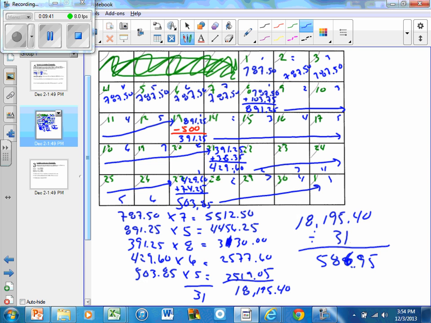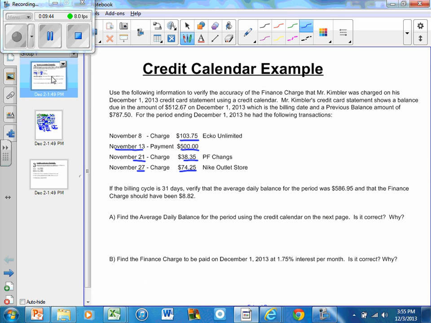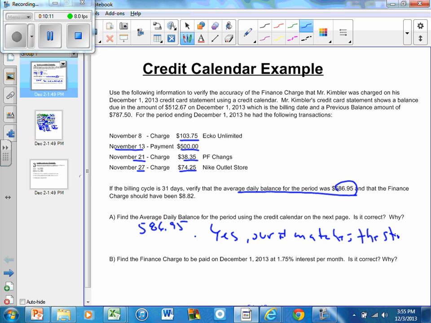$586.95. So if we look back at our question on our sheet, question A says, find the average daily balance for the period using the credit calendar on the next page. Is it correct? Well, we calculated it to be $586.95. They tell us that the average daily balance should have been $596.85. So our answer is, is it correct? Yes, because our number matches the statement. Okay, so we can say correctly that they did calculate the average daily balance right.